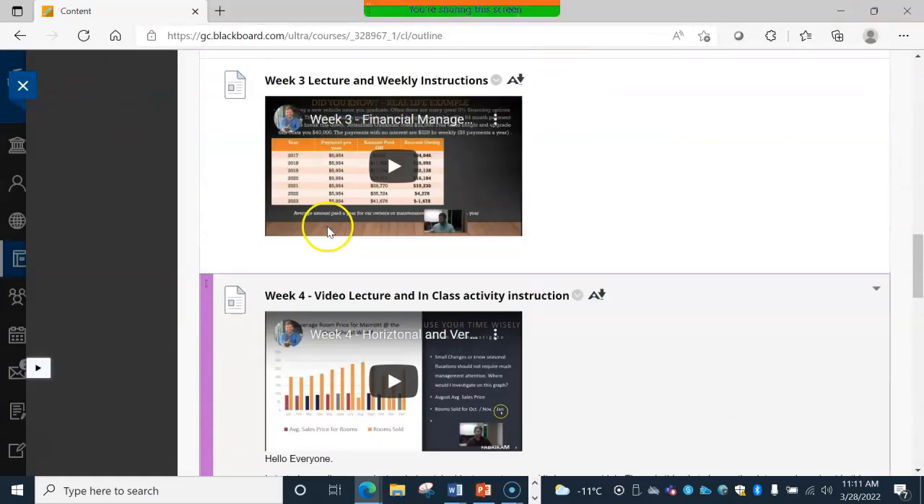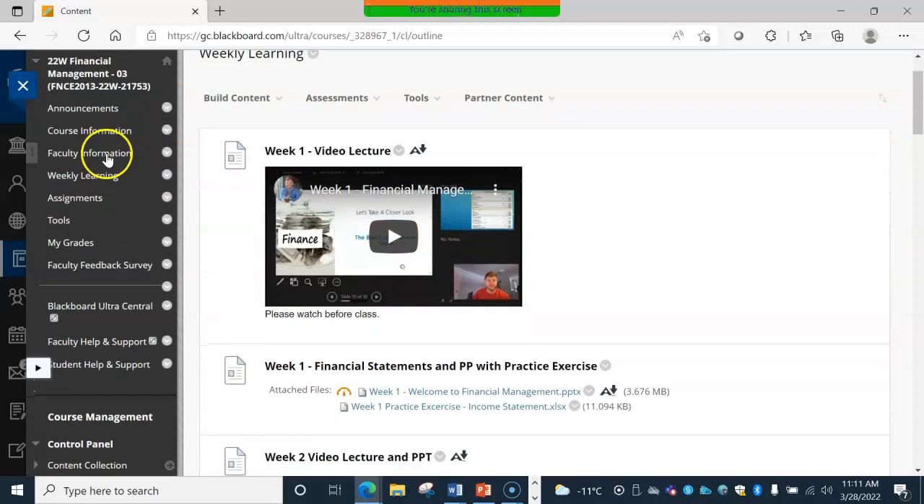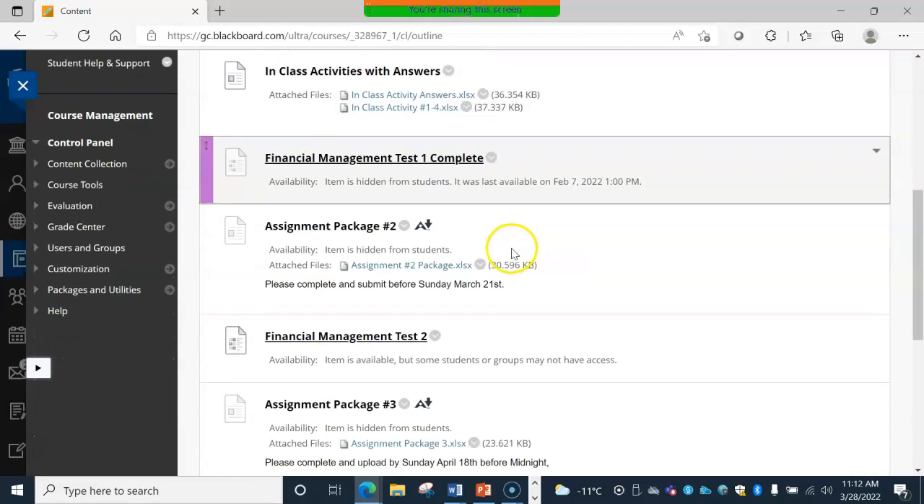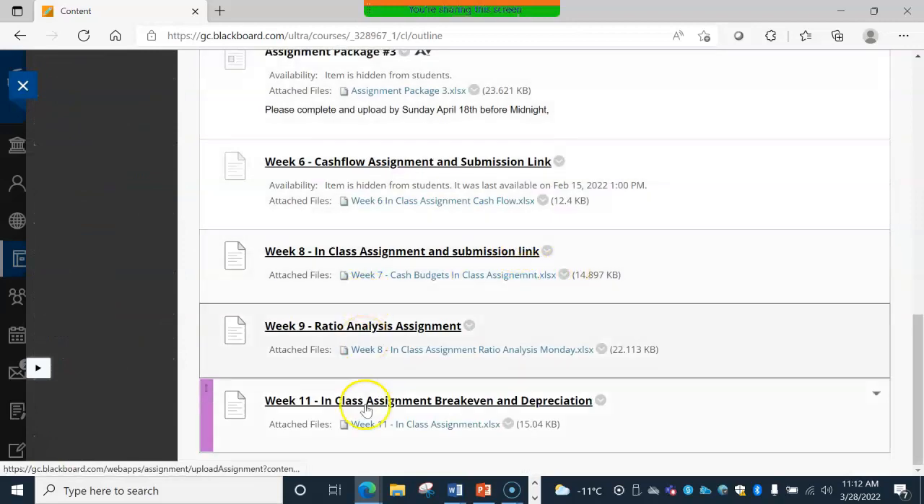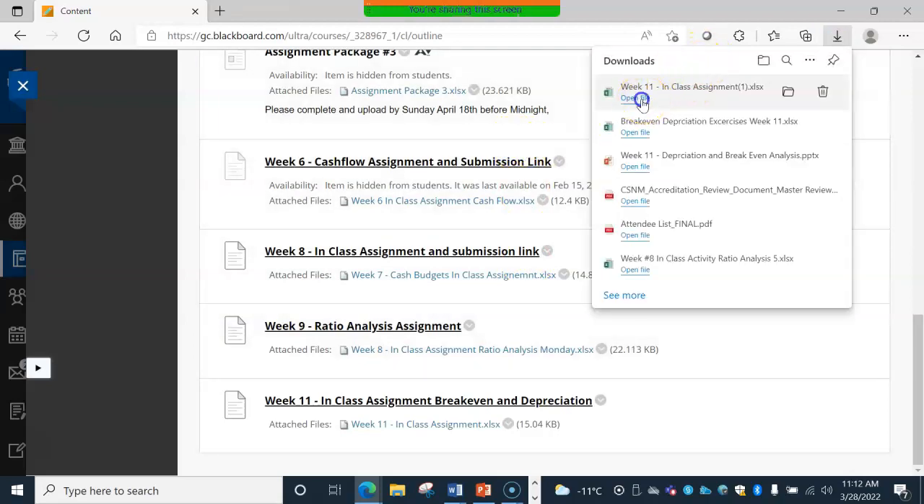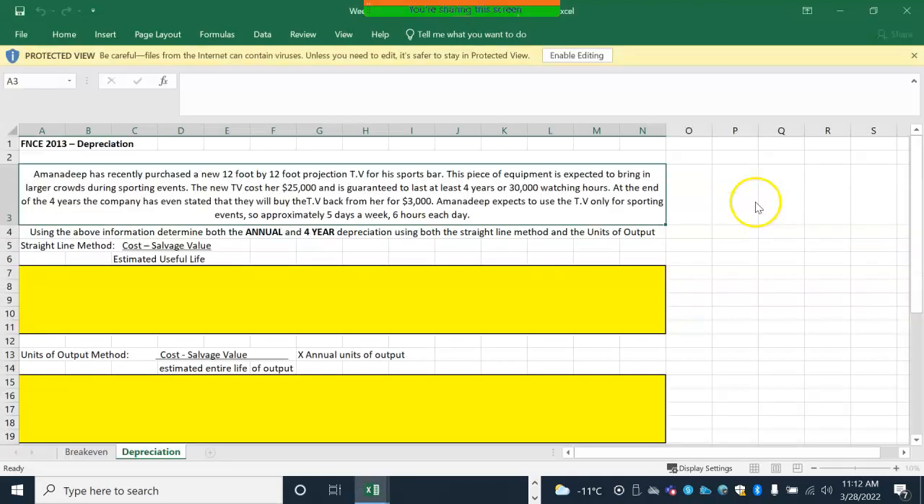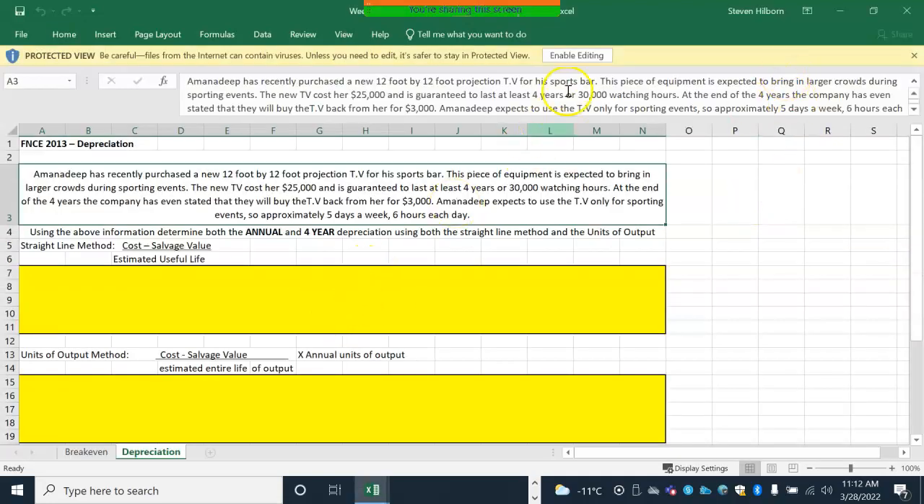And then when you are ready to do your assignment, what you will do is go under assignments. Assignment is actually shorter than the activity. Week 11 in-class assignment and depreciation. This is the submittal link. This is the assignment that you'll be giving to me. Just make sure you don't submit the in-class activity. So I'm going to open this assignment and just show you what's happening.